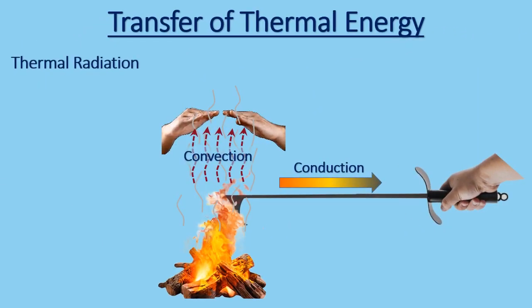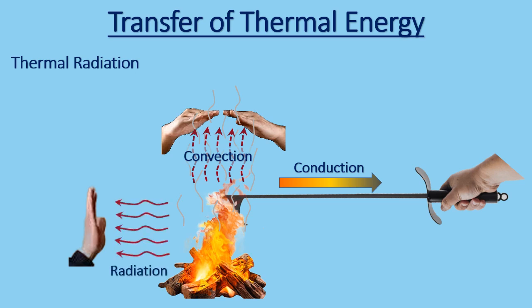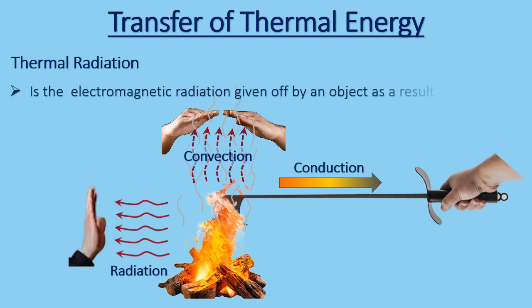Again, using the campfire as an example, we saw how convection and conduction transfer heat energy. But if you placed your hand away from the convection current and placed it on the side of the flame, you would still feel heat, which is due to thermal radiation, the third method of thermal energy transfer. In fact, thermal radiation is the electromagnetic radiation given off by an object as a result of its temperature.